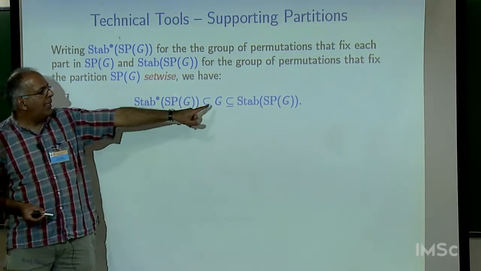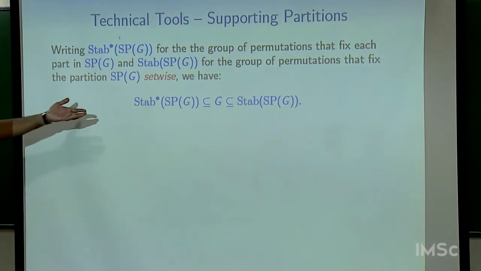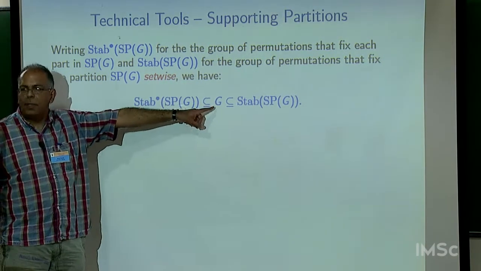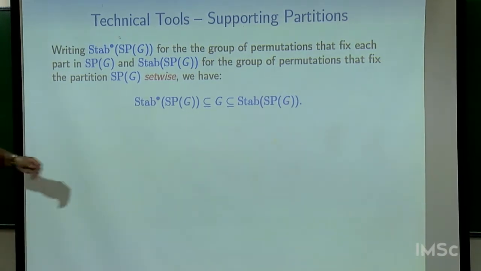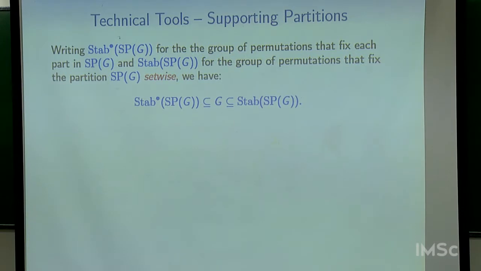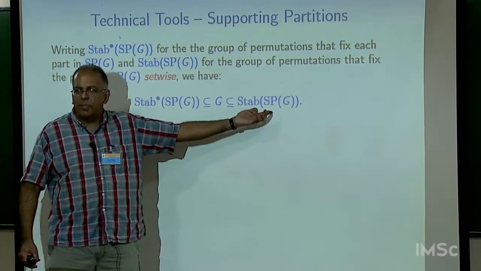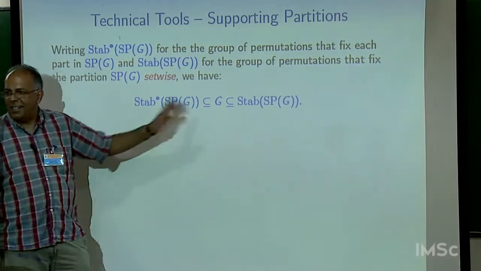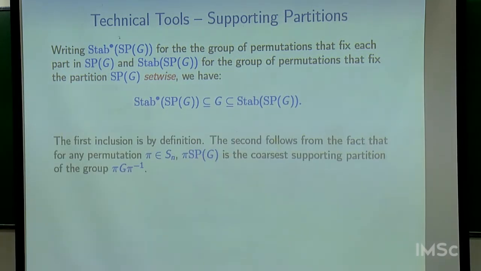Okay, now we can show that G is sandwiched between these two groups. For most groups G, this is not very informative. I'll just give you an example. Suppose G was the alternating group on n elements. Then the coarsest partition that supports it is simply the partition into singletons, in which case this is the trivial group containing just the identity, and this is the full symmetric group, right? So it tells you nothing in that case. But in the cases we're interested in, this turns out to be actually very informative.